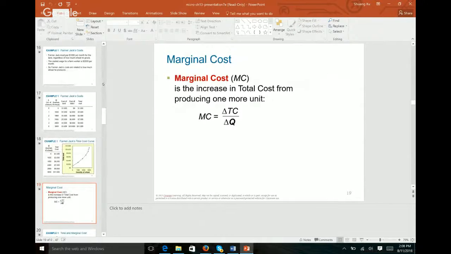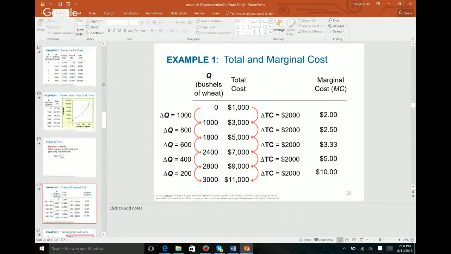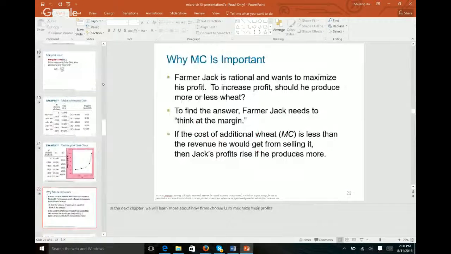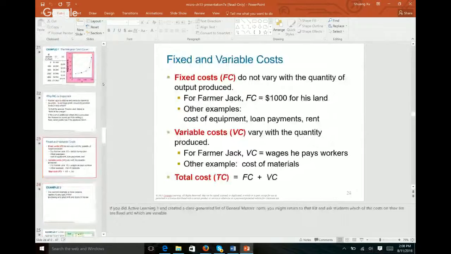Marginal cost, that's very simple. You're just changing total cost by changing quantity. You know what? Let me see if I can get an example for us to work on. Know this too: know what's a fixed cost, know what's a variable cost, and know what's a total cost.